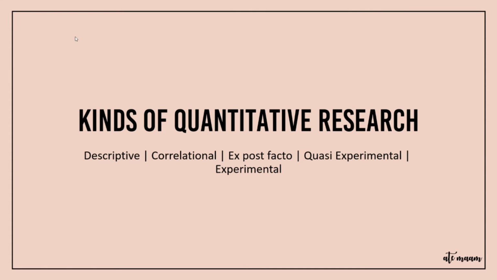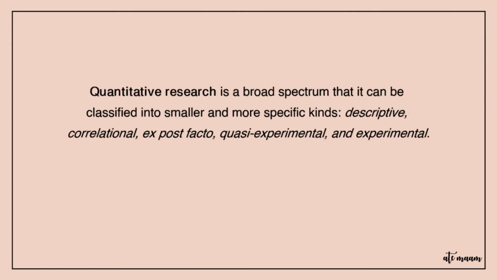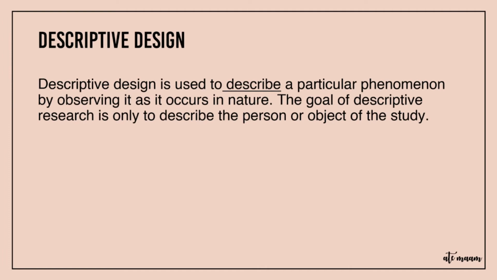Hello everyone! Today we will be talking about the kinds of quantitative research. Most of the time, when we say quantitative research, it would involve the experiments or experimental design. However, quantitative research is a broad spectrum that it can be classified into smaller or more specific kinds. It could be descriptive design, correlational, ex post facto, quasi-experimental, and true experimental or experimental. So let us proceed to the definition of descriptive design.